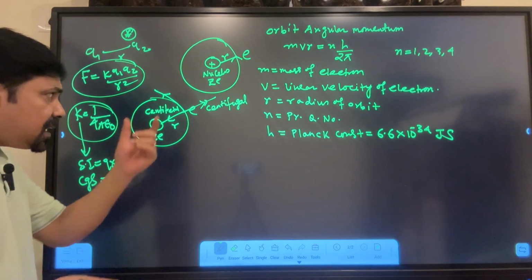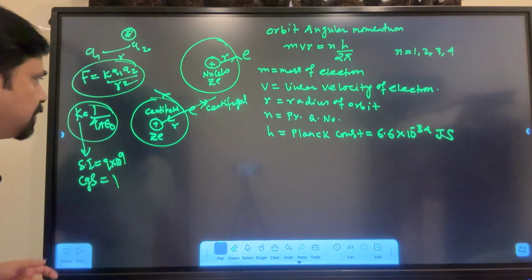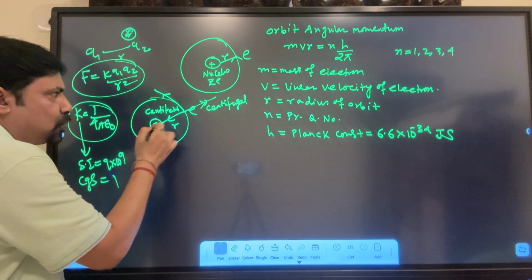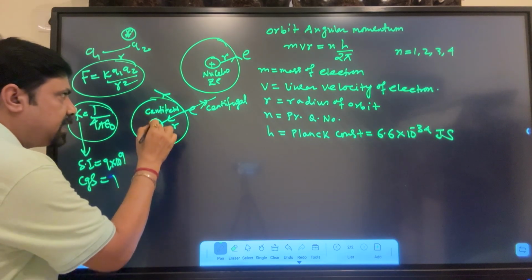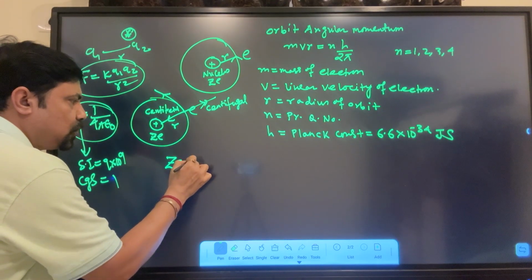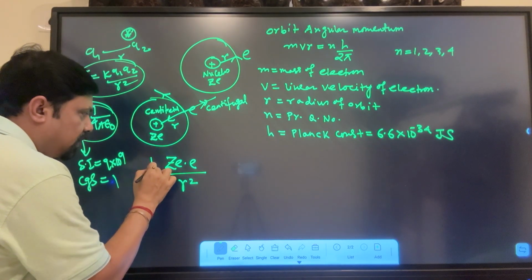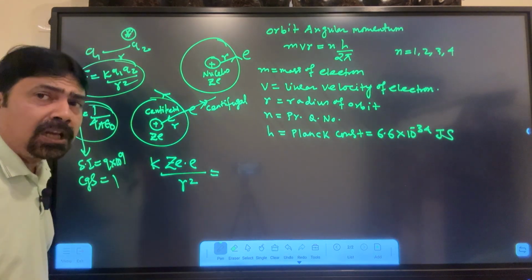So now, applying Coulomb's law for the centripetal force: here the nuclear charge is Ze, the charge of the electron is e, two different charges Q1 and Q2, and the distance is r. Then my centripetal force will be equal to K Ze into e by r square, where K is a constant.